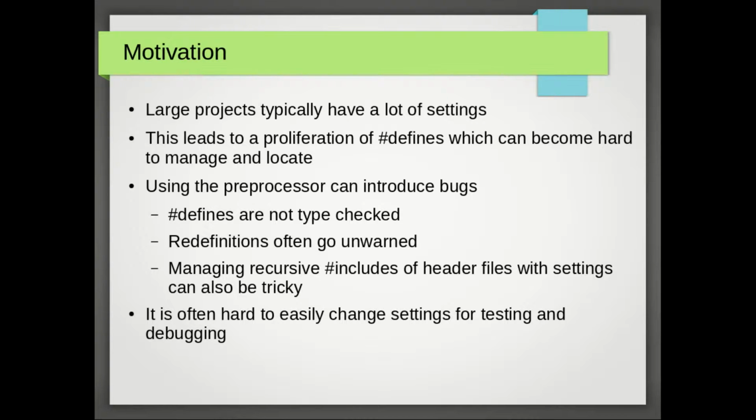Some of the big issues with that are that pound-defined constants aren't type checked, so it's very easy to write the wrong type for something by accident, and that can lead to very hard to find bugs. If you pound define something multiple times, that doesn't actually get warned at all. And when you're trying to manage pound defines in header files, which are recursive, or run into two header files which are mutually recursive, you can run into weird cases where you don't know where to put the definition and end up having to create another header file.